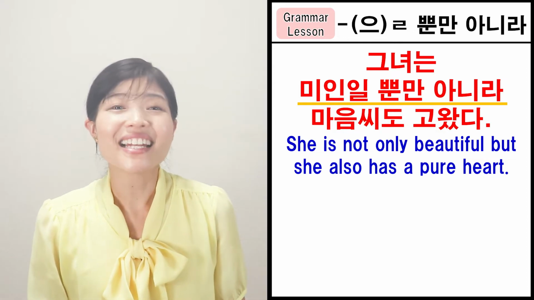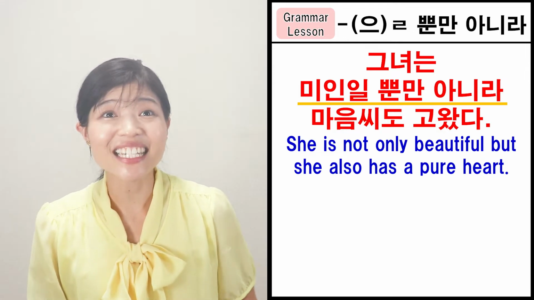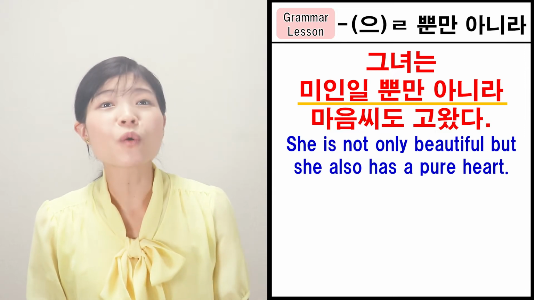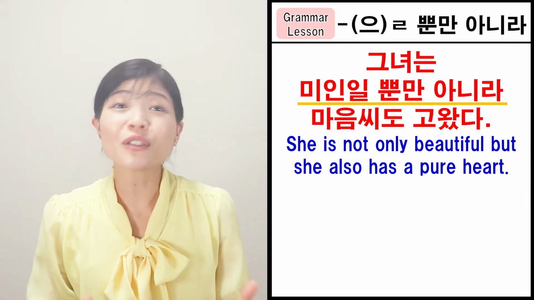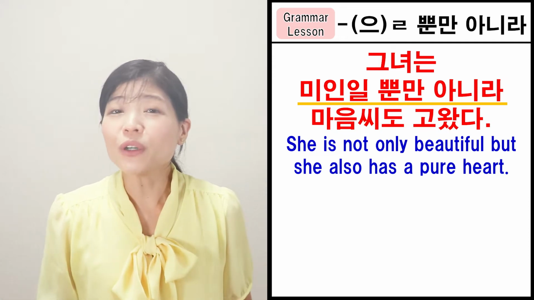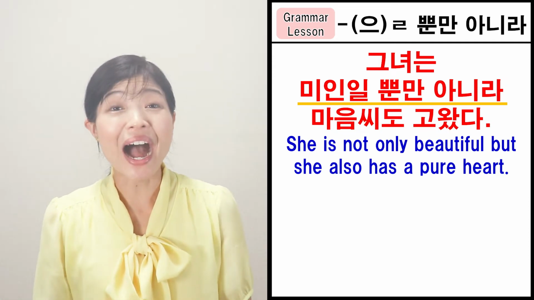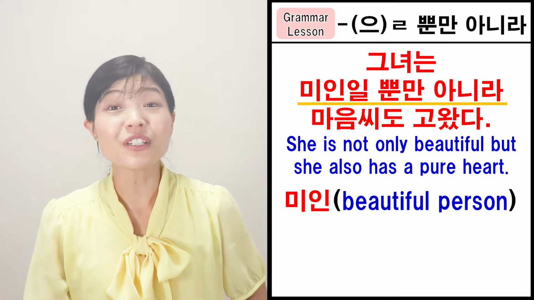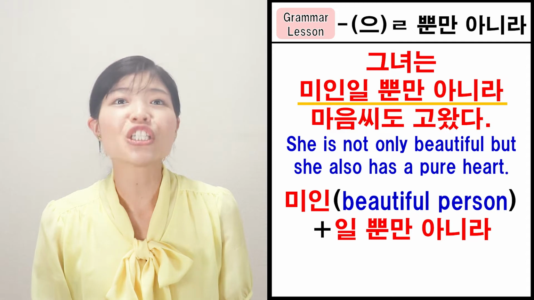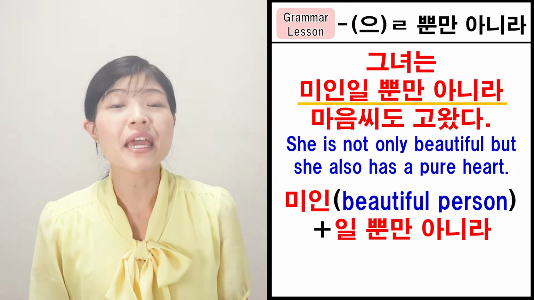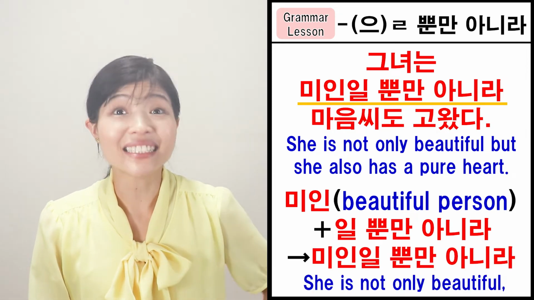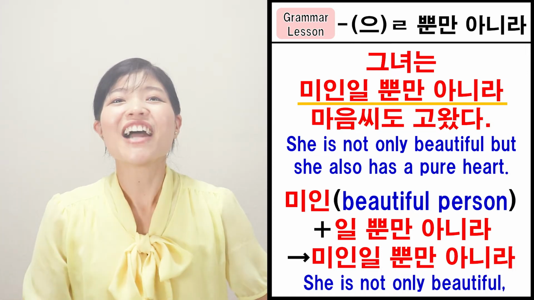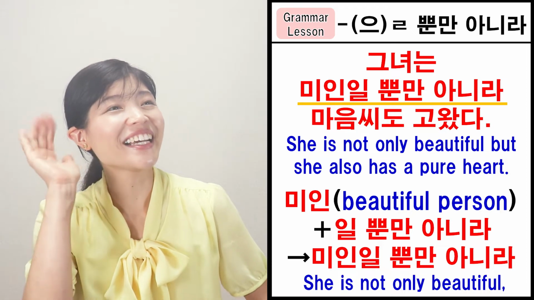Next, let's read the last sentence using nouns. 그녀는 미인일 뿐만 아니라 마음씨도 고왔다. She is not only beautiful, but she also has a pure heart. Wow, I want to see that kind of person. Here, 미인 is a beautiful person. You attach 일 뿐만 아니라 to make 미인일 뿐만 아니라, she is not only beautiful. Do you get it? I want to hear this kind of compliment.